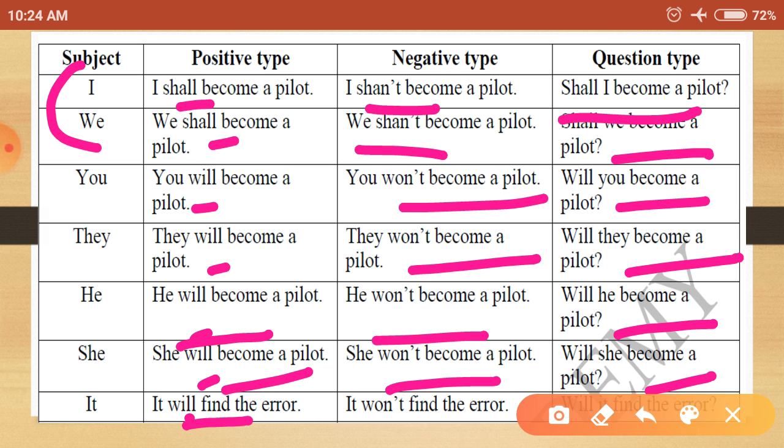It will find the error. It won't find the error. Won't it find the error? So here the first thing is the subject. I, we, you, they. These are subjects and become is the verb.